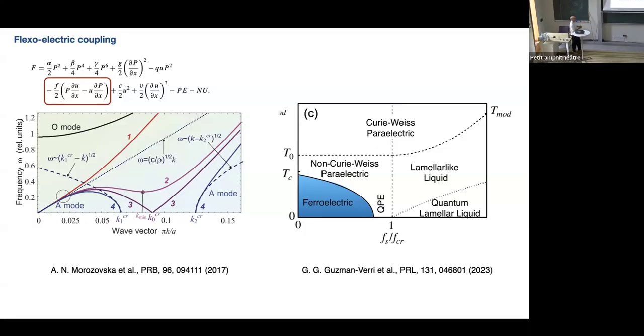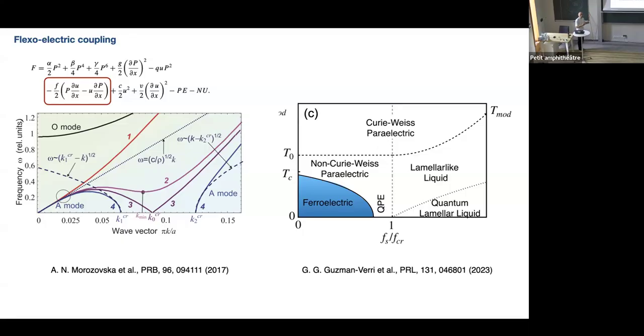There is work done by Guzman-Berry and Littlewood, which draws basically the same phase diagram, except that they include Gaussian fluctuation. And they came up with this picture where you have TC as a function of this parameter F, which is this flexoelectric term, and says that you are either ferroelectric or you have this lamellar liquid phase, which is nothing less than the melted version of this incommensurate phase transition. Okay. So this is what I will call the classical way.